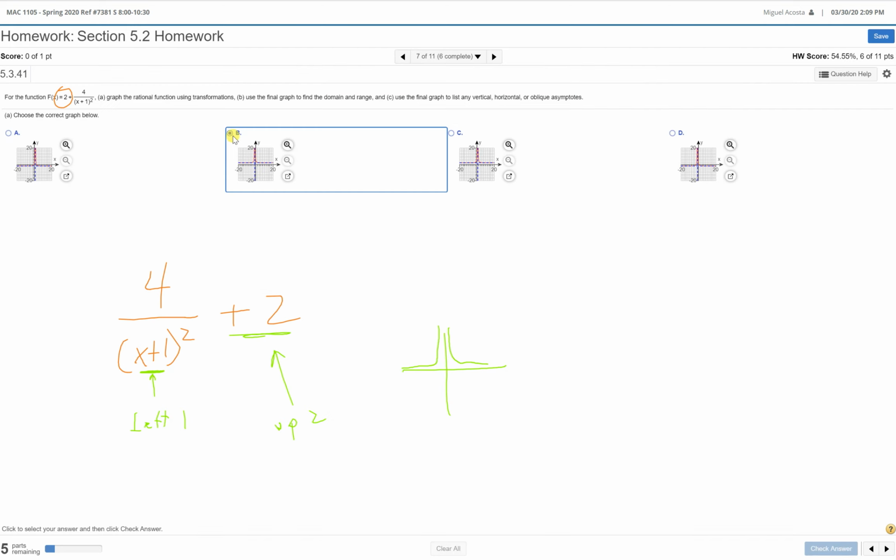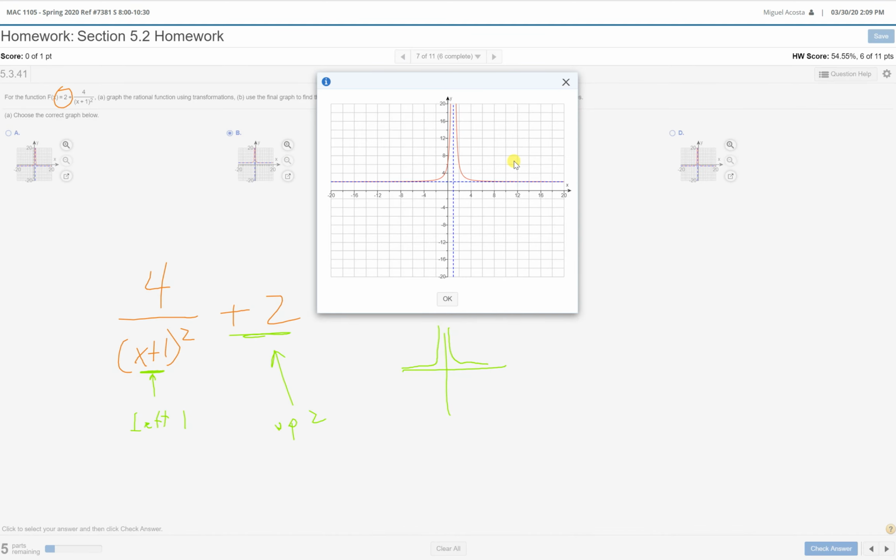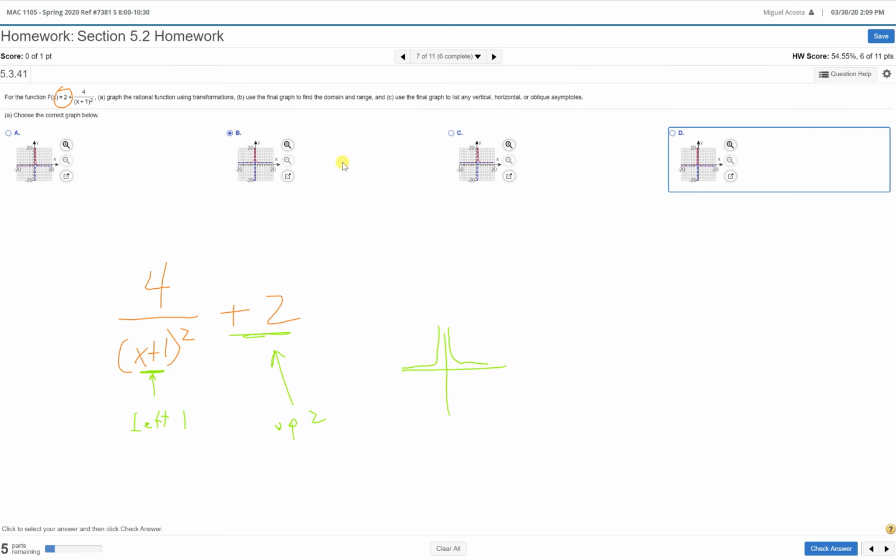So I know the answer is B, but I'm going to just show you C and D, why those are wrong. This one's going to the right and up. This is a common mistake. People will forget this is the opposite direction. And finally, D, it's going left and down. So it did go left correctly, but instead of up, it went down. So that's incorrect. So we're going to say the answer is B.